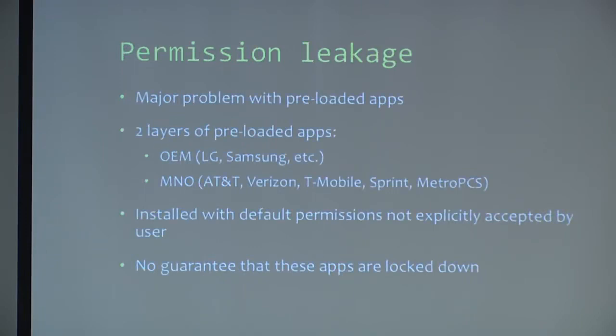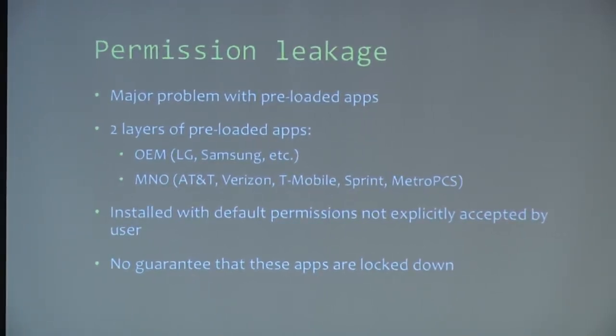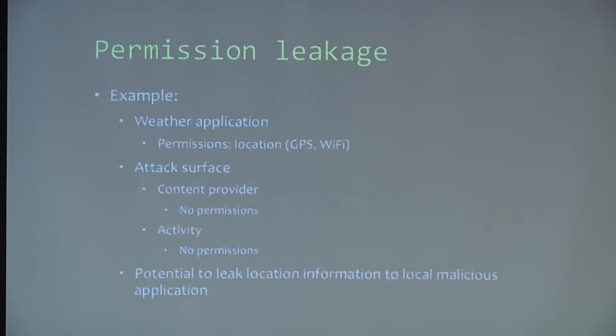So one of the major problems that we see with the preloaded applications is permission leakage. These applications are on your device, you can't uninstall them. They've requested permissions at install time, which you didn't control, and they may leak those permissions. So for example, everybody has a weather app on their phone and you don't know where it came from. Maybe it requests GPS and Wi-Fi permissions. Obviously it's granted those because it's on your device. And say it has a content provider and an activity. When you launch the activity, the weather app comes up, it reaches out to GPS, says, oh, okay, now I'm in Austin, Texas, let me update the weather for Austin, Texas.